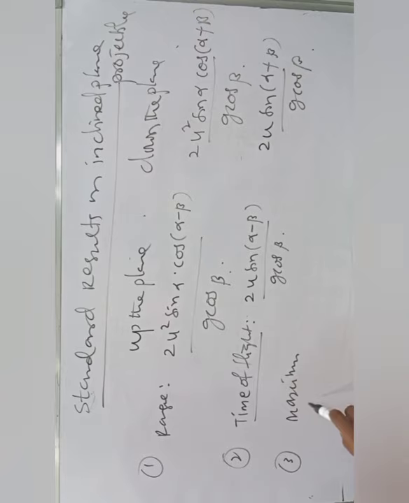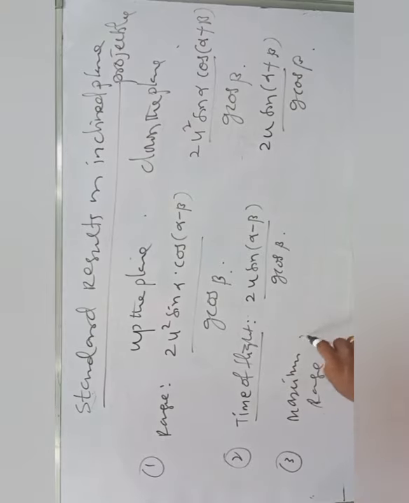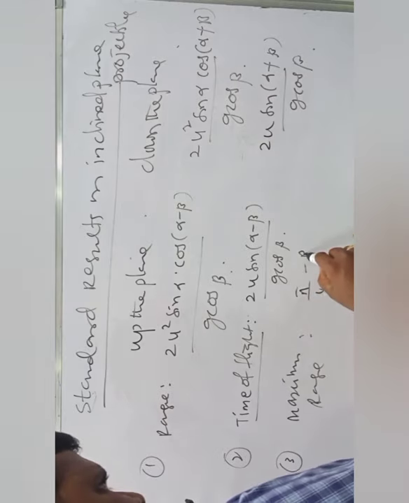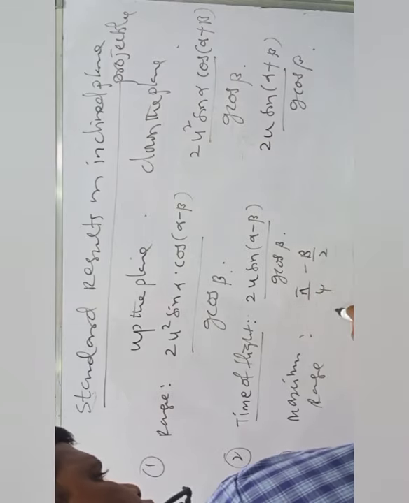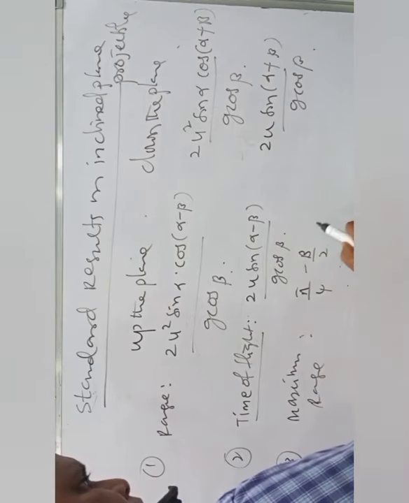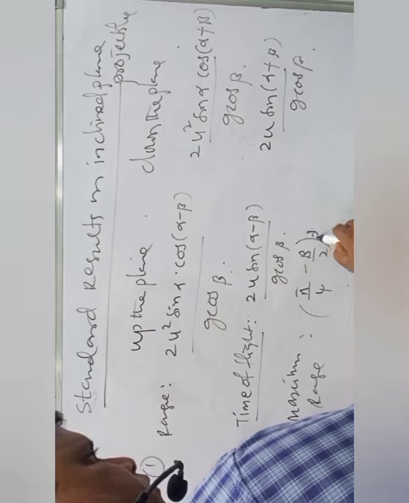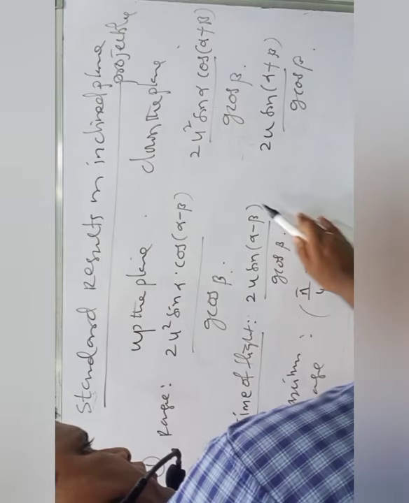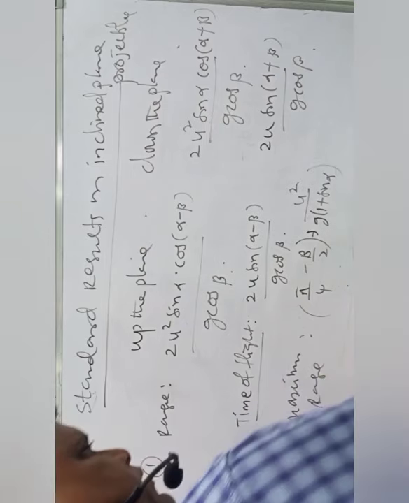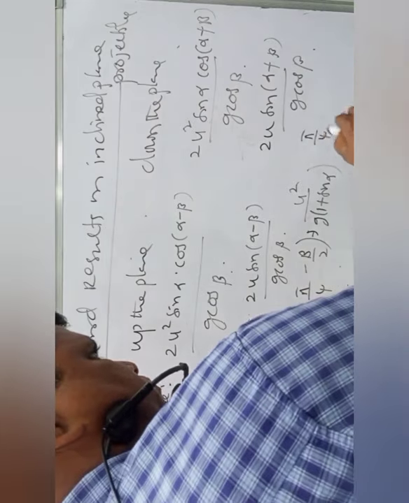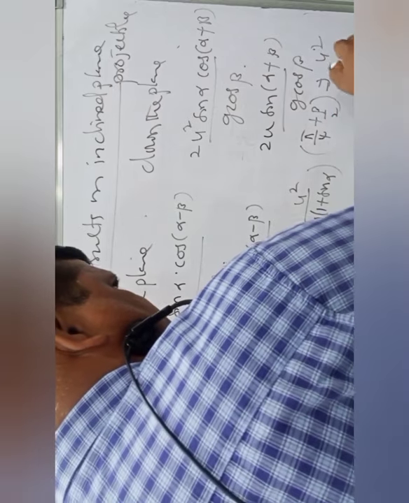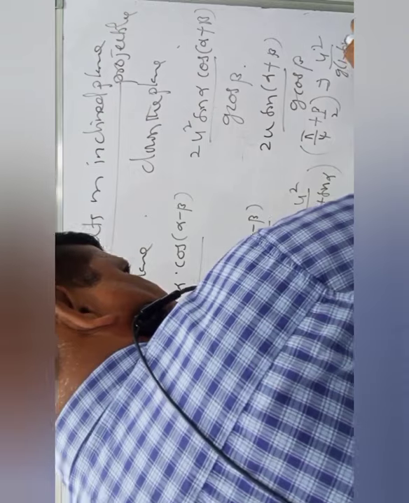Maximum range. When you get the maximum range, the angle of projection is pi by 4 minus beta by 2. So therefore the range is u square by g into 1 plus sin beta. Here pi by 4 plus beta by 2. So that implies u square by g into 1 minus sin beta.